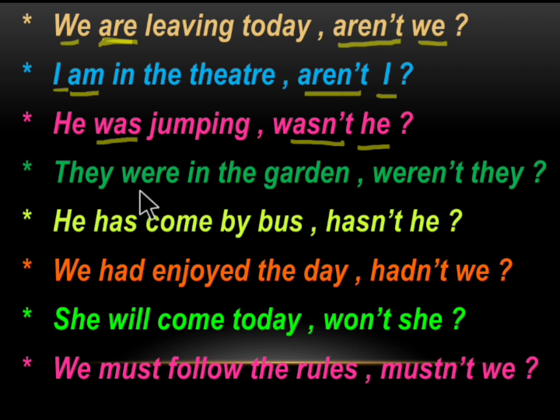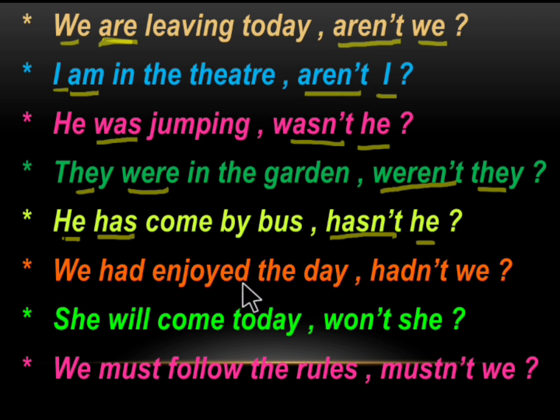They were in the garden. Here were is the auxiliary verb, the negative form, were plus not is weren't. They is the pronoun, so they, weren't they. He has come by bus. So here has is the auxiliary verb, come is the main verb. The negative form of has is hasn't, the contraction has plus not. He is the pronoun and so he, hasn't he.